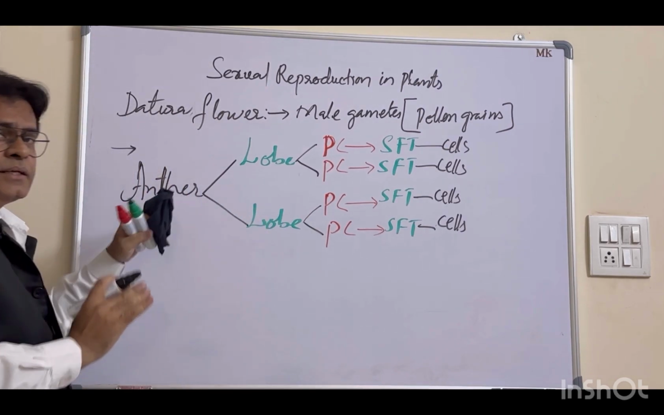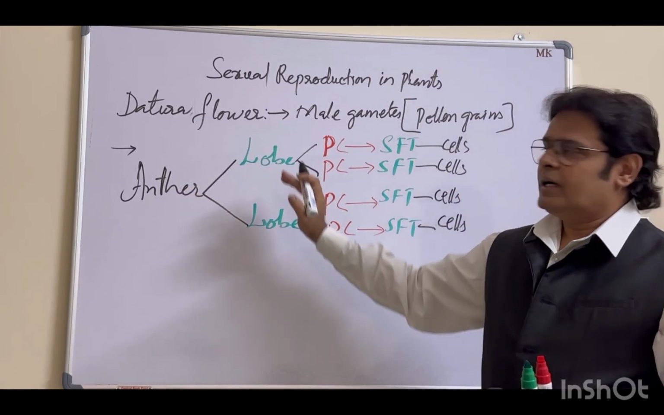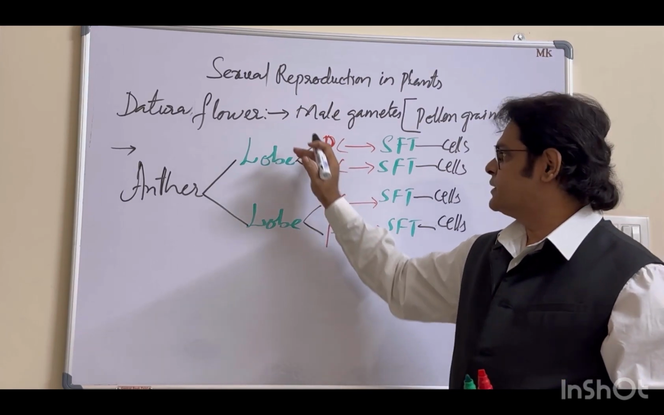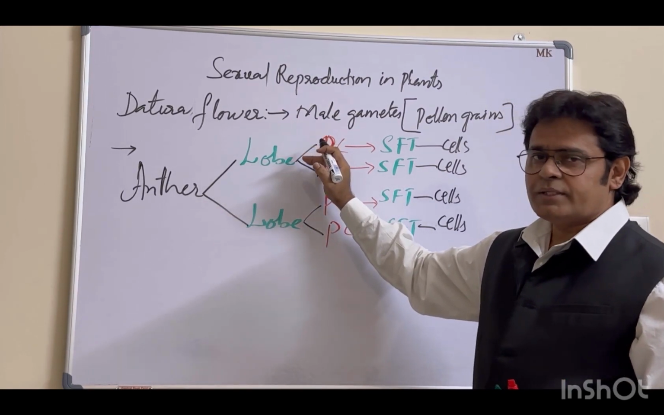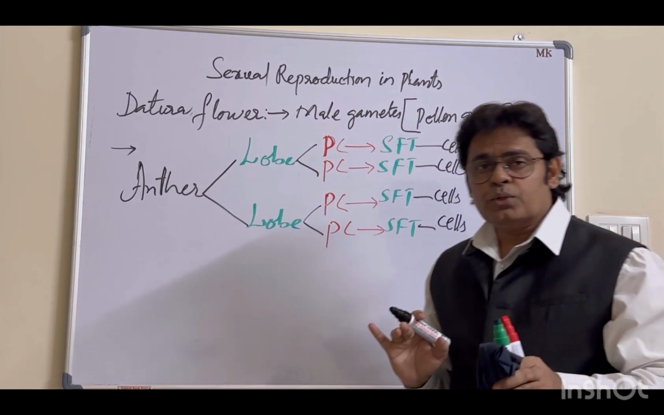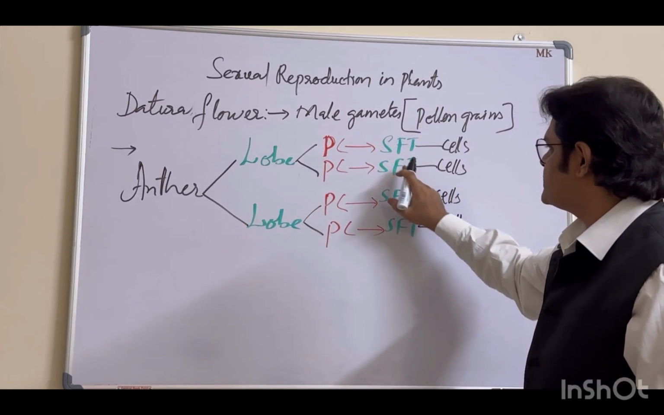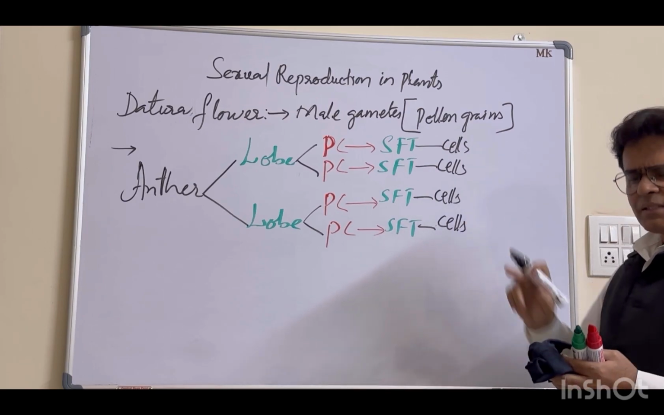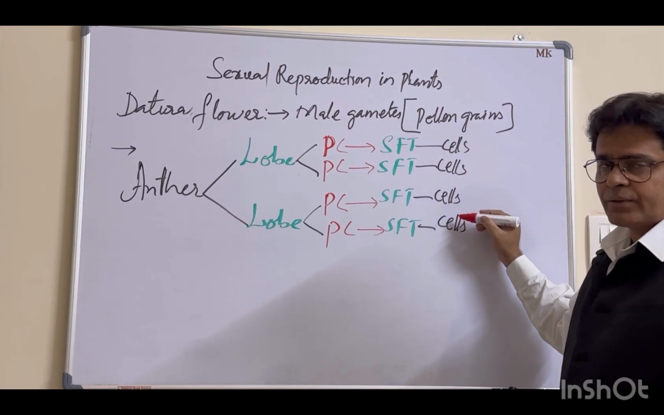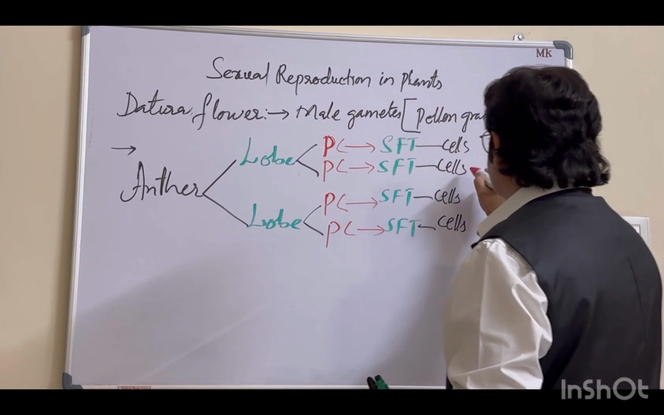Clear? Anther consists of two lobes. Lobes means compartments. And each lobe consists of two pollen chambers. Here two and here two. Each pollen chamber consists of spore formation tissues. This spore formation tissue consists of a large number of cells. Many cells are present in it. So out of many cells, few cells, don't say four cells here, okay? Very few cells.